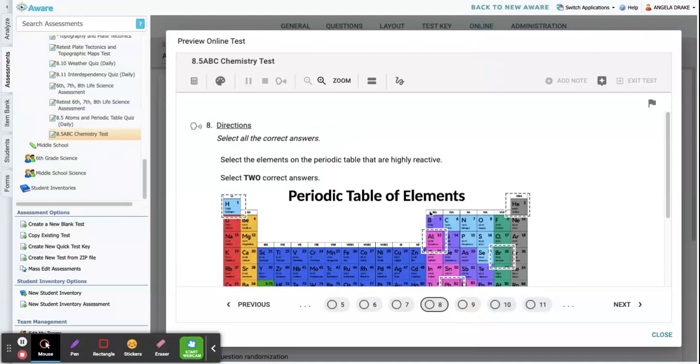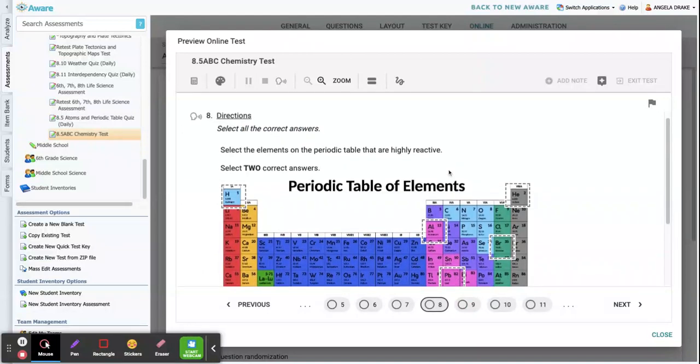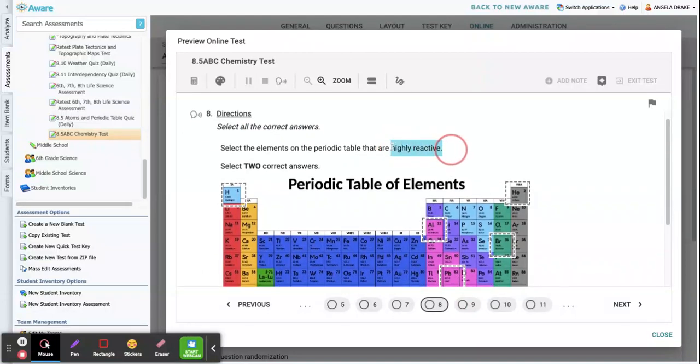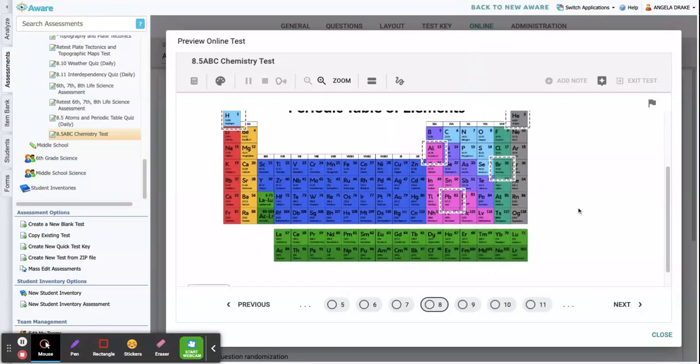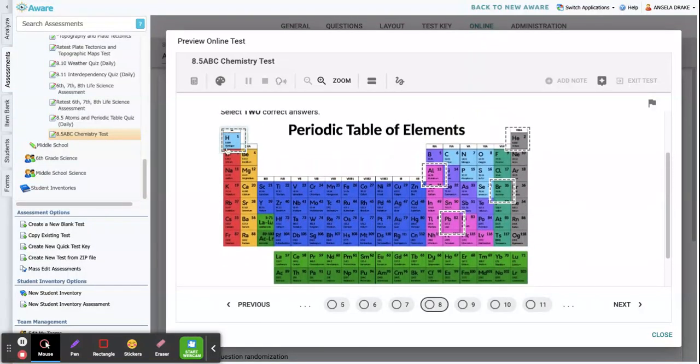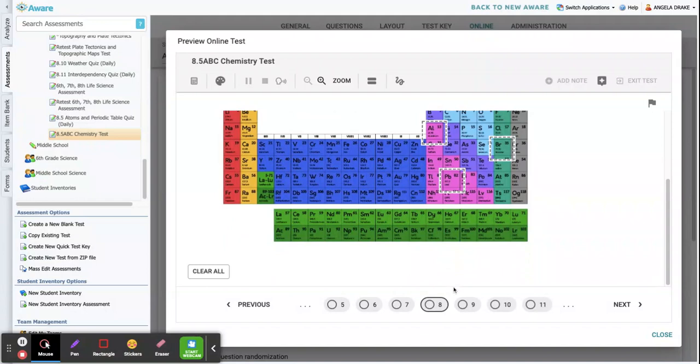Select the elements on the periodic table that are highly reactive. We talked about this over and over and over again. If they are highly reactive, they are in group 1 or they are in group 17. So if I look up here, I have one that's in group 1 and I have one that's in group 17. So it should have been hydrogen and bromine.